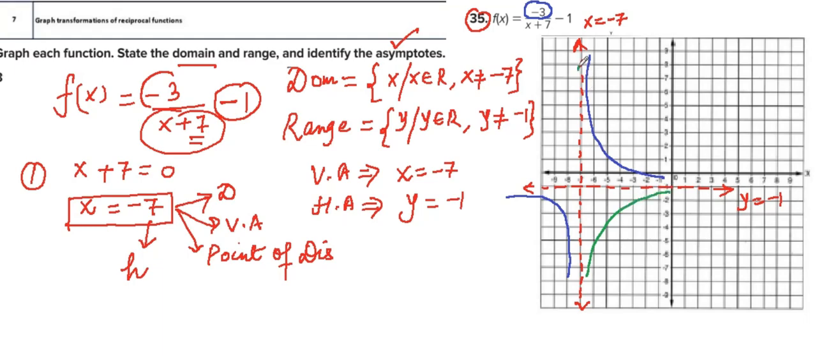So your answer is the green one, like this. If it is a plus, then the blue one is your graph. If it is a minus, then it's a reflection, which is the green one. So this is the graph of the reciprocal function.